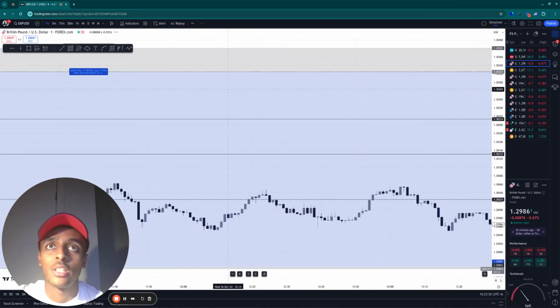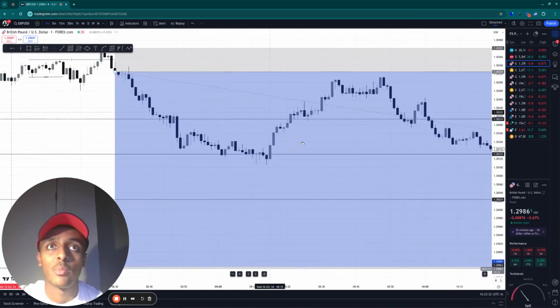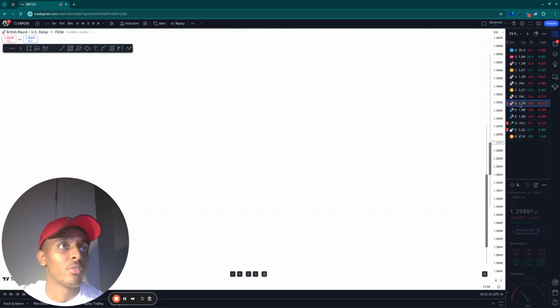And guess what happens coincidentally? We get the first 1-minute break of structure. I marked it out on this chart, I believe.